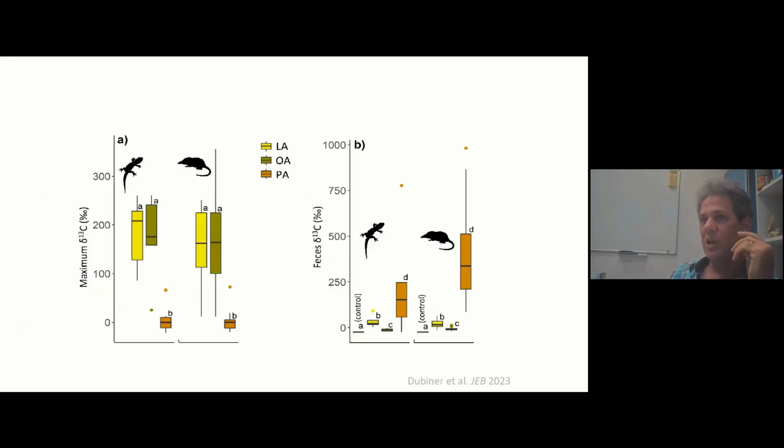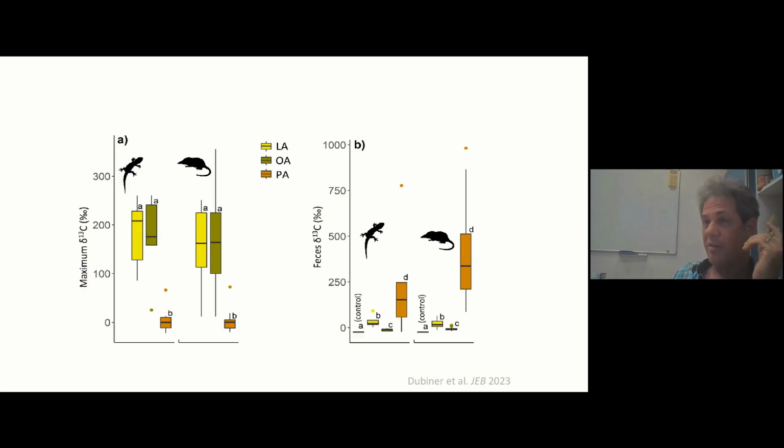And for the gecko and the shrew, you can see that the maximum delta C13 was more or less the same for the unsaturated fatty acids, but there was no oxidation of the saturated fatty acid. And when we tested their feces on the right, you can see that most of the palmitic acid was excreted in their feces. So there was no absorption of the saturated fatty acid.